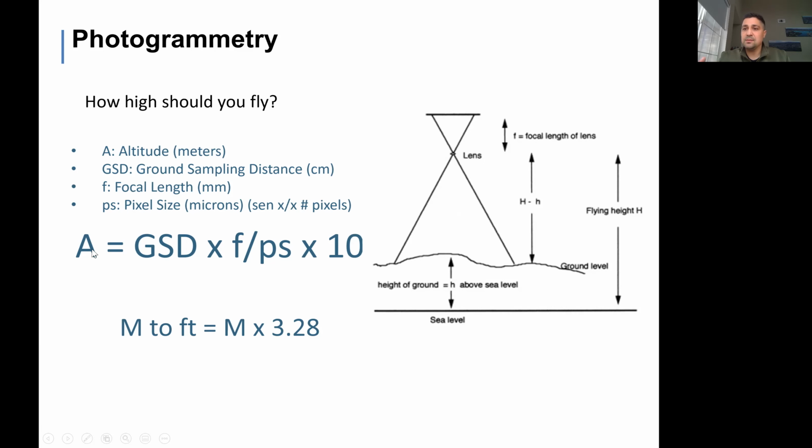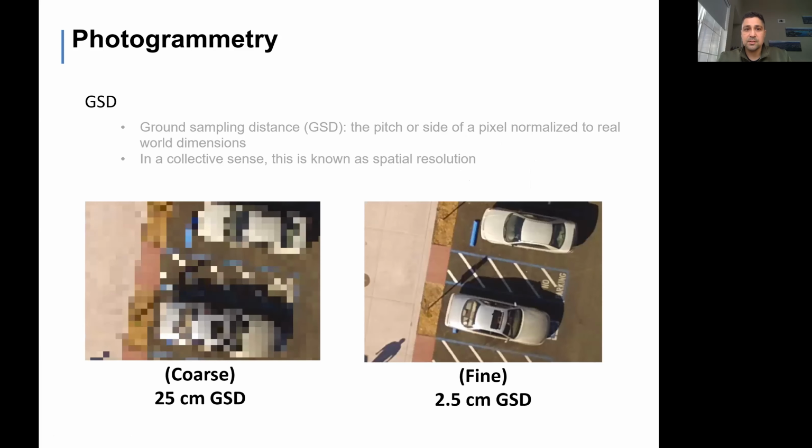So what I'm trying to get across to you guys is that there's a direct relationship between altitude and ground sample distance. So what is ground sample distance, or GSD? GSD is the pitch or the side of a pixel. We're talking about after we've taken a picture and we zoom into one of the little pixels on the picture, and that pixel as it's normalized to the real world, what is its value?